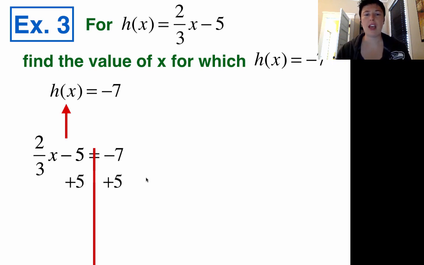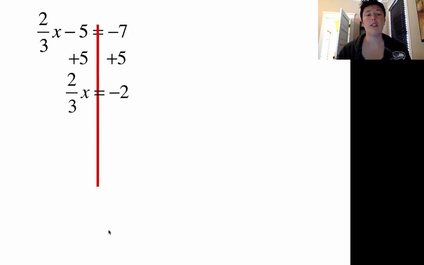Take that -5 and add it to the other side. -7 plus 5 is -2. Take that 2/3 x and get rid of it. You could divide by the 2/3, but I like to multiply the 3 away first. That's one strategy. That'll get rid of these 3's over here, and you'll just have a 2x. And then -2 times 3 is -6. So 2x equals -6, and then just divide that 2 away, and you'll have your solution.